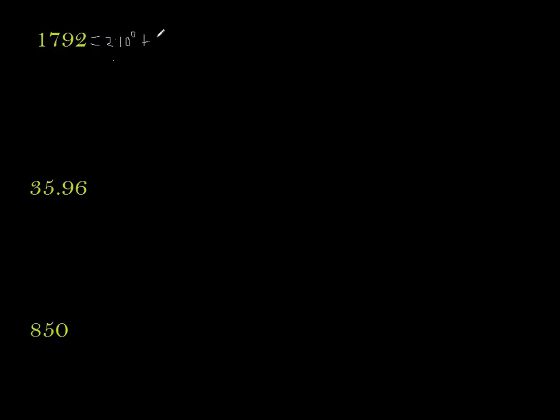We can apply that to any number here. So we have 1792. That one is equal to 2 times 10 to the 0 power plus 9 times 10 to the 1st power plus 7 times 10 to the 2nd power plus 1 times 10 to the 3rd power.